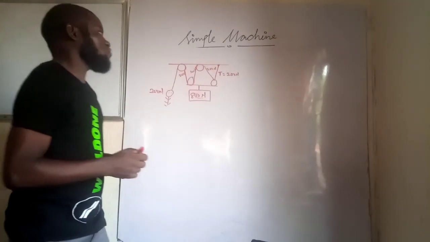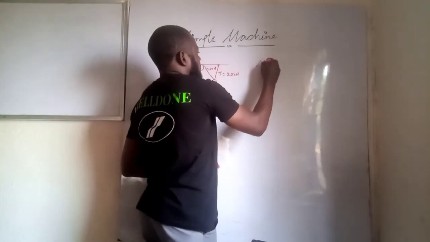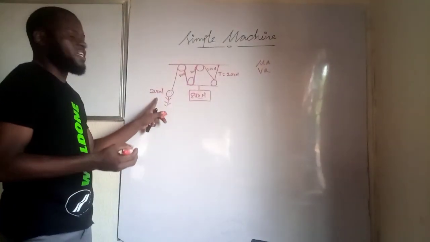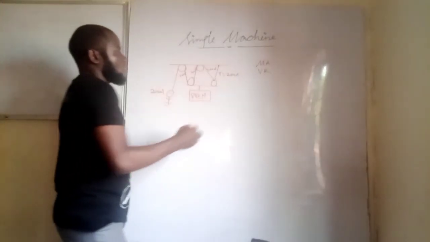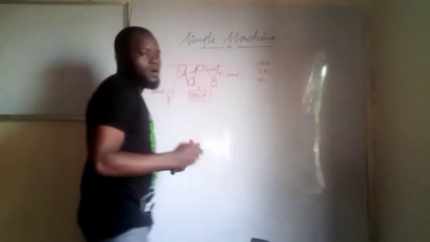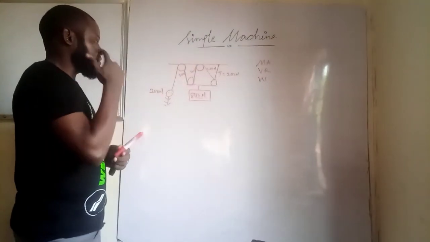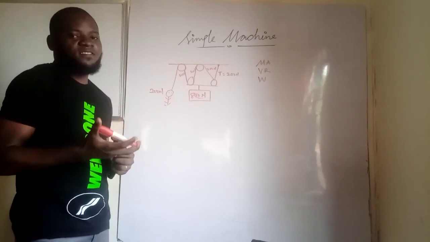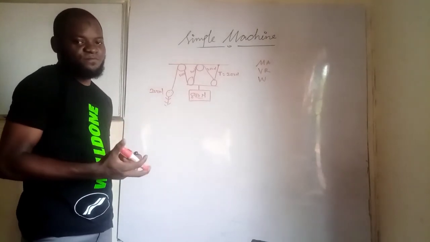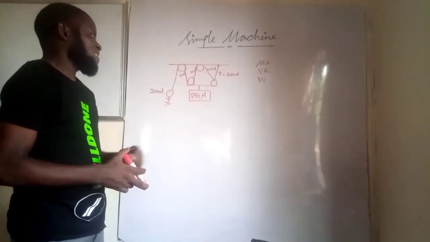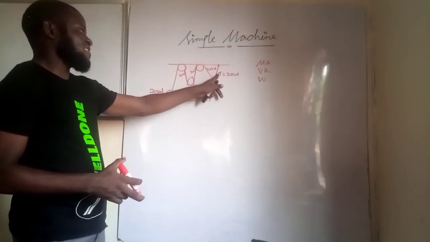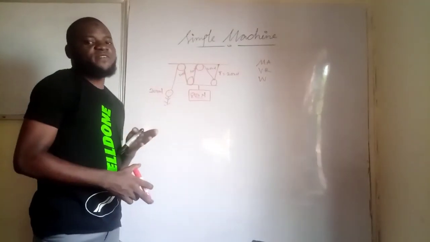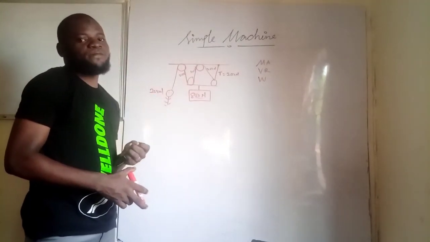Now, what are the things we want to look at here? Mechanical advantage, velocity ratio. Since we already know the input force here, then we also want to consider the work done. Okay guys, we can go on by looking into that now. Who can tell me what the mechanical advantage will be? Okay, the mechanical advantage is just 1, 2, 3, 4. So the mechanical advantage is 4.